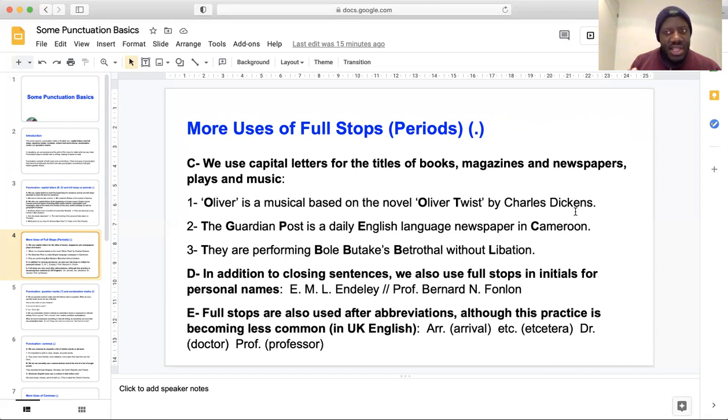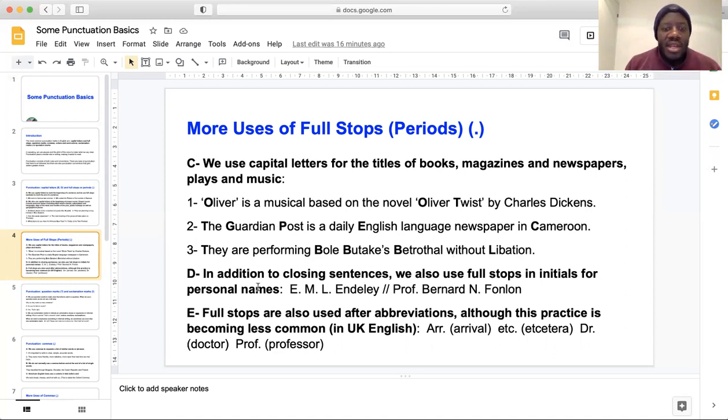Be Proud is the name of a musical piece by Winston Misty. Okay, that being said, we can also say the Guardian Post is a daily English language newspaper in Cameroon. The Guardian Post, capital G, capital P, English, capital E, Cameroon, capital C. They are performing Bole Botake's betrothal without libation. And you see here, Bole Botake, capital B for betrothal and libation, but without is not capitalized because it's a kind of linking word and it's not a very important word here.